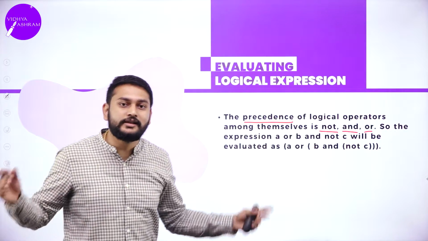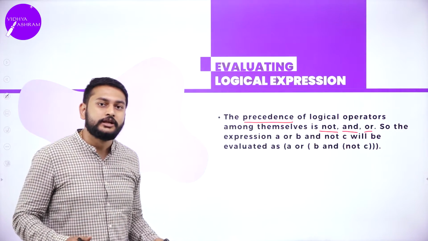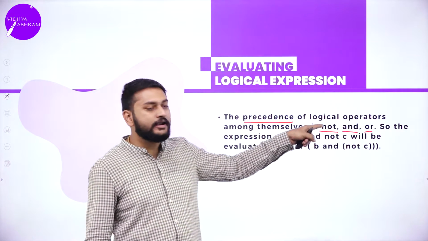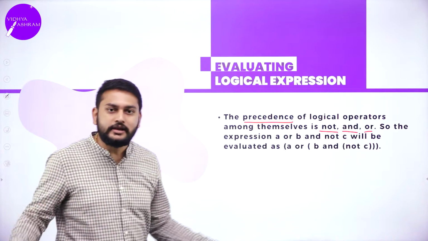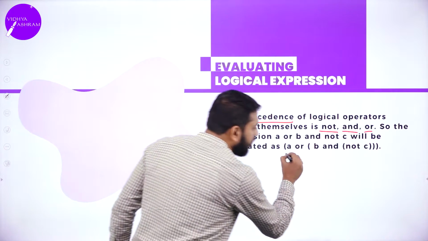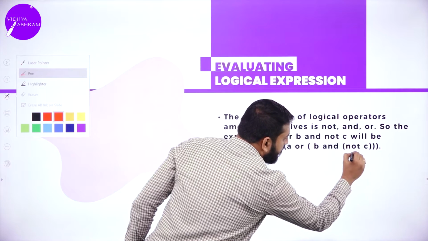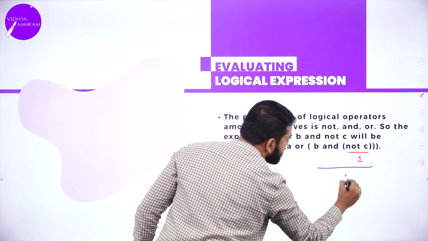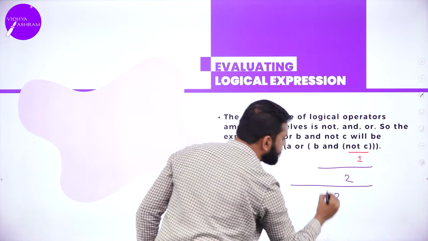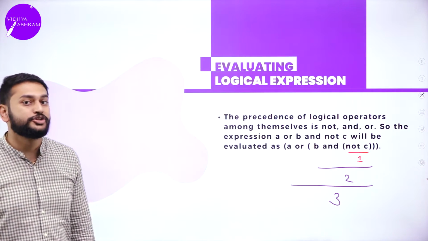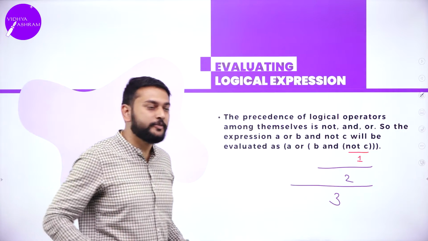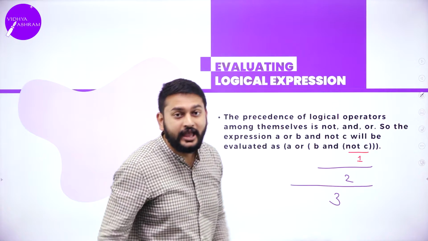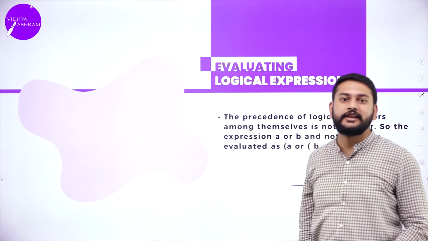Then how do I write an expression? Suppose I have all these three. Let's take a look. Suppose I have an expression: A or B and not C. First, this will be evaluated. This is one, the second expression is this, and the third one is this. This is how the evaluation will happen. This is what you have to remember about logical expressions, and how to evaluate them.